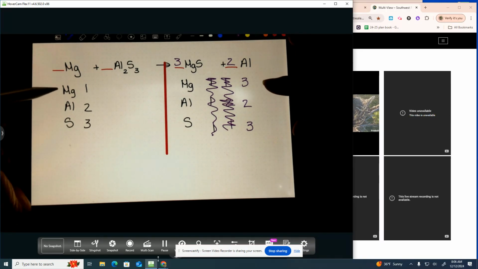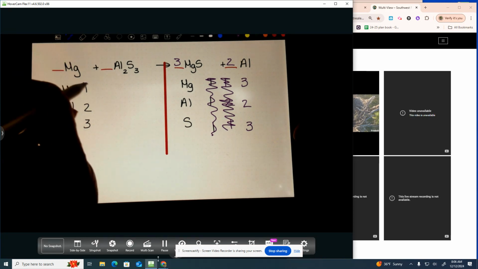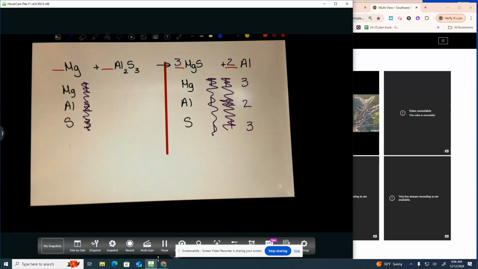Now my magnesiums don't match. So what side am I working on now? The reactant side. Good. Where am I putting my next number? Right in front of this magnesium. Once I determine that, I cross these off.